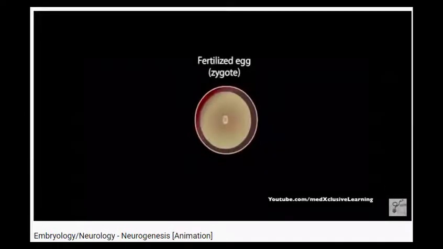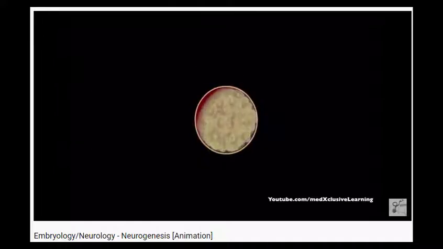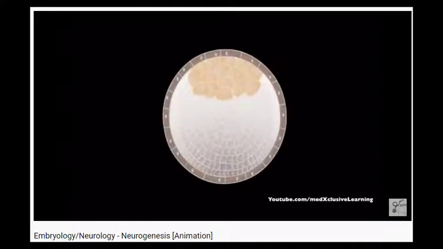Shortly after fertilization, the fertilized egg or zygote begins dividing. By about 4 days after fertilization, a solid ball of cells called a morula forms. The cells continue to multiply, and by day 5, the cells separate into 2 groups, the inner cell mass, which will become the embryo, and an encompassing sac called the trophoblast, which will develop into the placenta.